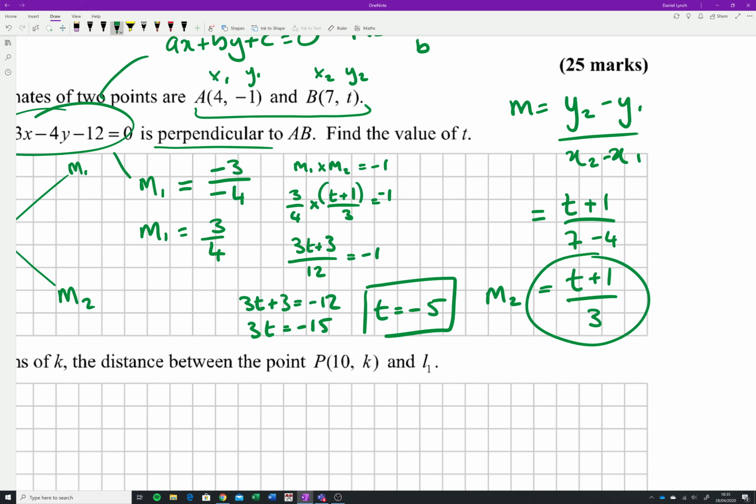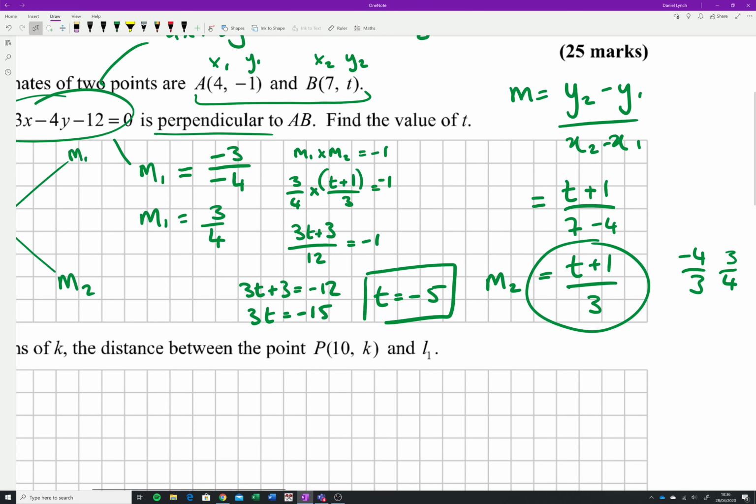Did we do anything silly with the algebra? If you place in -5 plus 1, we get -4 over 3 for this slope, and the other slope is 3 over 4. That's the other way that you know it. It's upside down and the overall sign is reversed: it's -4/3 where the other is positive 3/4. That's what I mean by that.